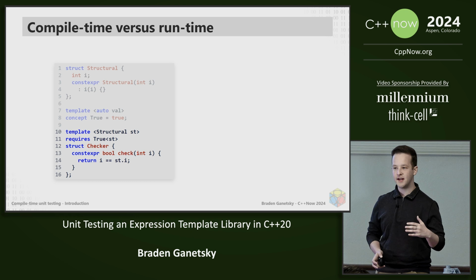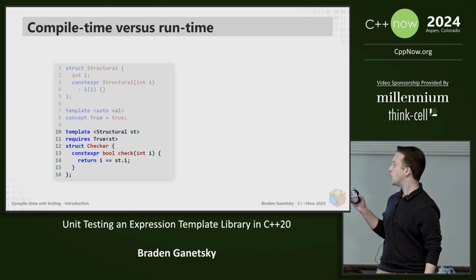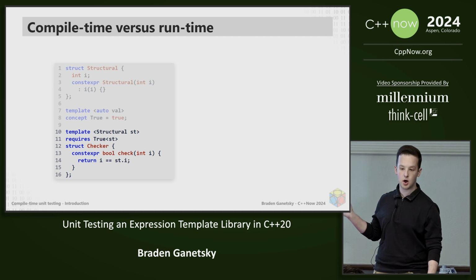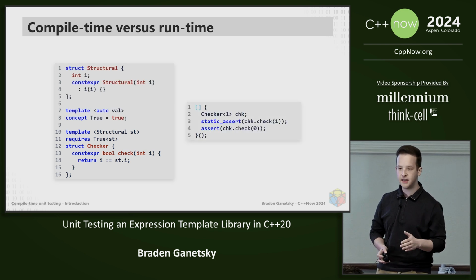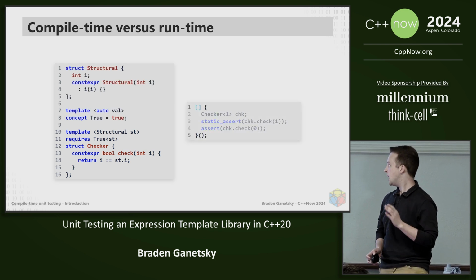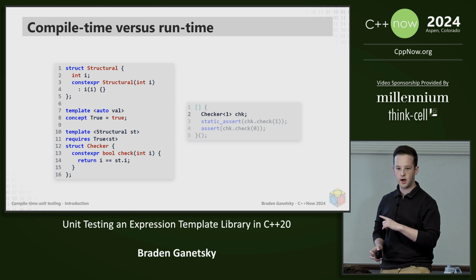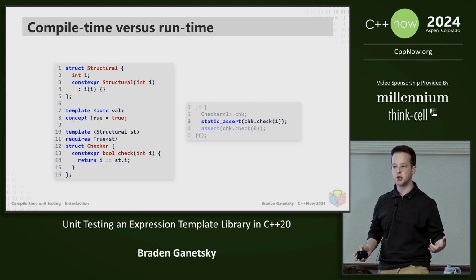Then I template on that structural type as a non-type template parameter, constrained by that concept, creating a struct called checker. The only thing this struct does is check whether the value passed into its check function matches the structural type in its non-type template parameter. It should be very simple. The way I call it is that I use an immediately invoked lambda here. I have the checker of 1, and I call .check on this checker of 1.